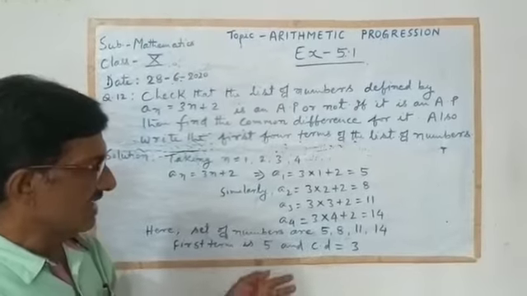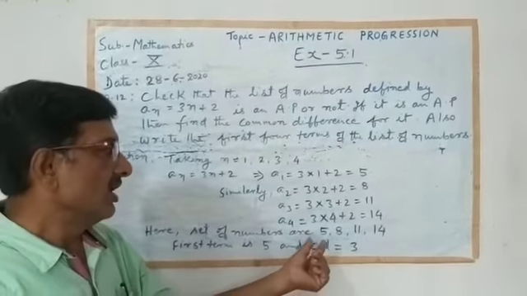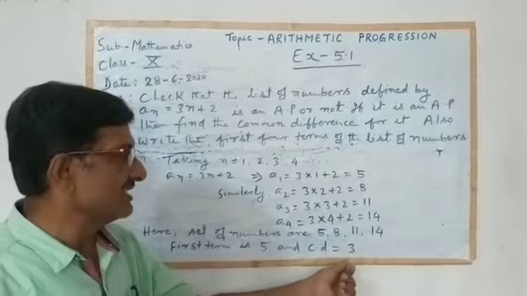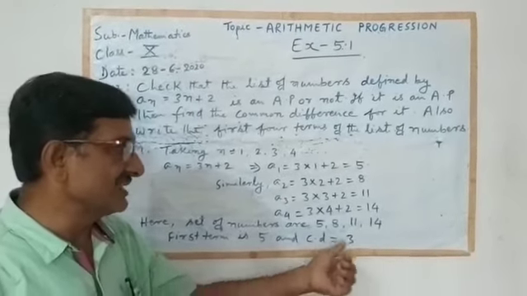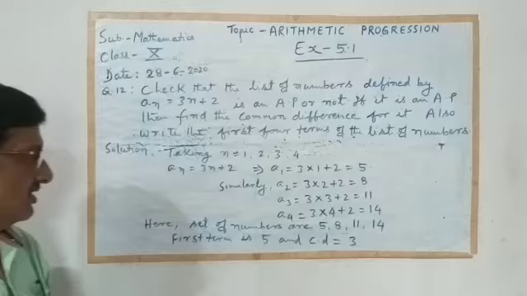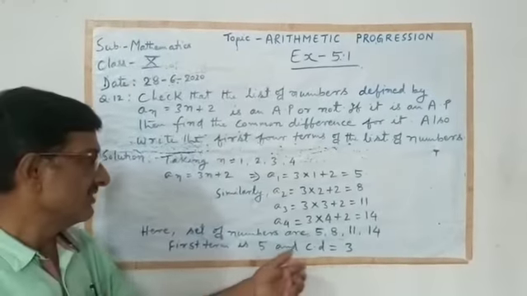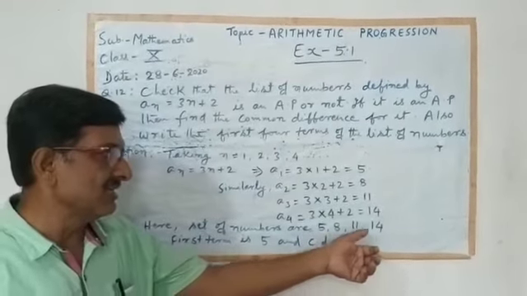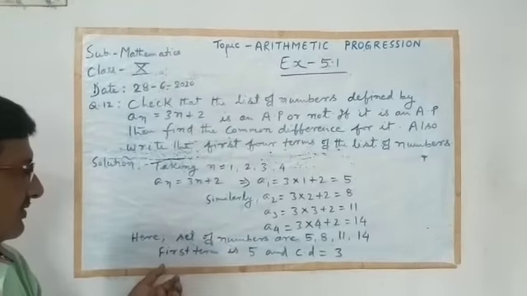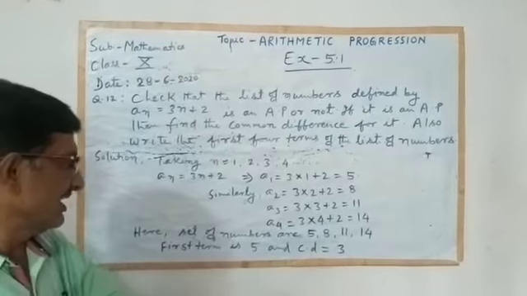So here we are observing that the difference between any two consecutive terms is 3. So the given set of numbers is forming an AP whose first four terms are 5, 8, 11 and 14, and its common difference is 3.